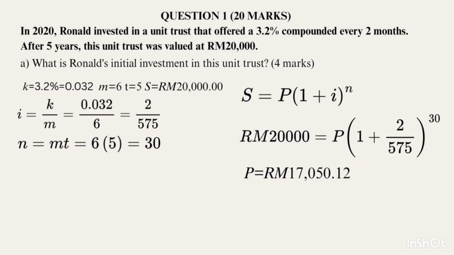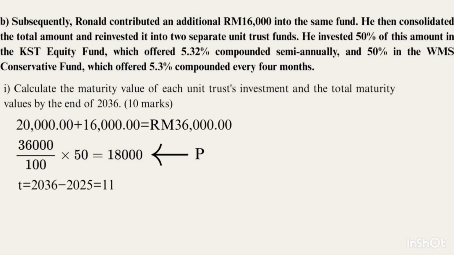So put it inside the formula. S equal to P(1 plus I) to the power of N. RM 20,000 would be the S, equal to P, which is the initial investment, (1 plus 2 over 575) to the power of 30. Then P would result to be 17050.12.